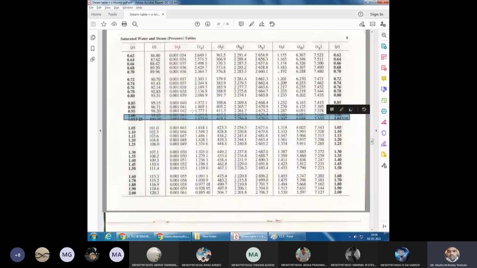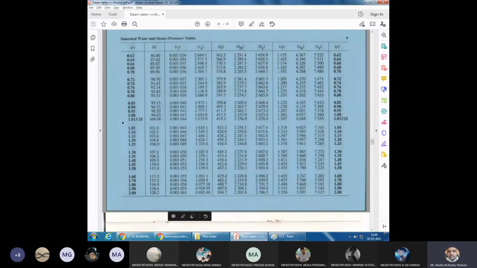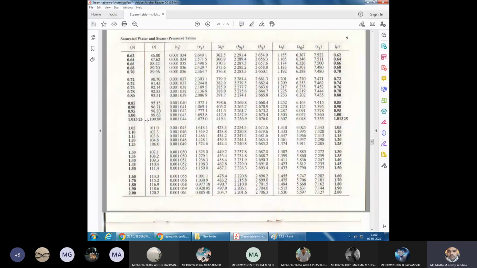vg is this much, hg is this much, sg is this much. If sg at this particular condition is 7.355, that is dryness fraction 1. If the enthalpy of the steam is 2676, that is dryness fraction 1, at this particular pressure and temperature. This line corresponds to dryness fraction 1, is what I mean to say.